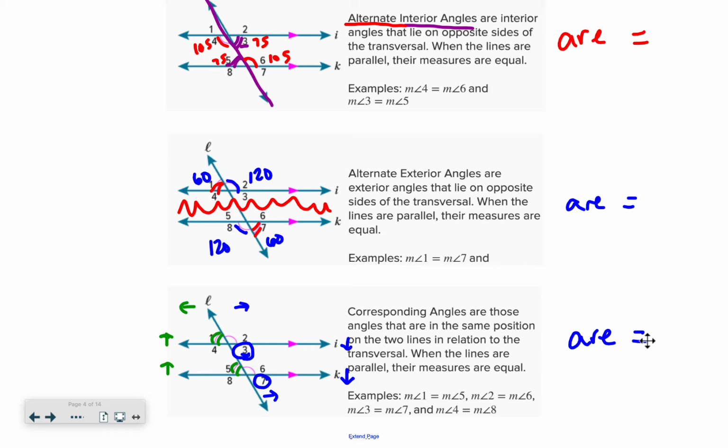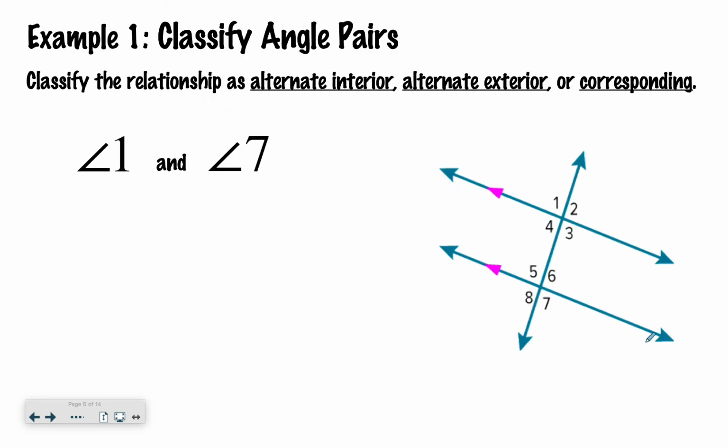Okay, that's different than when we talked about complementary and supplementary. All right, so now we are going to practice classifying angle pairs. So we want to classify whether it's alternate interior, alternate exterior, or corresponding.